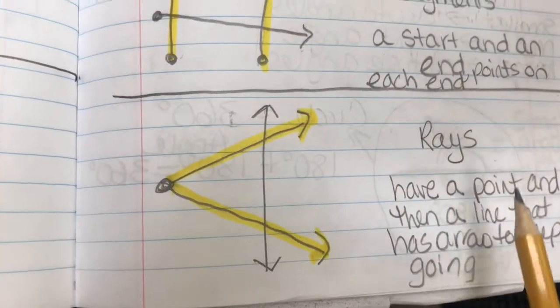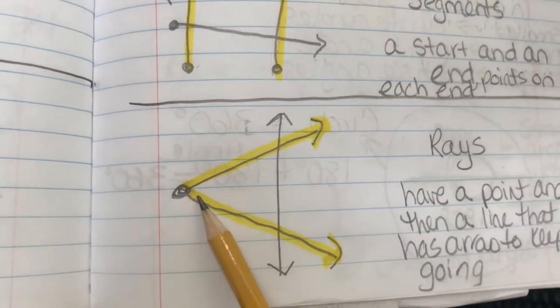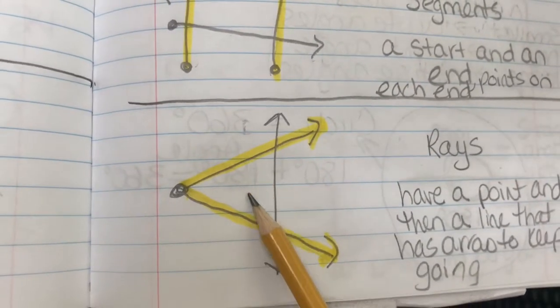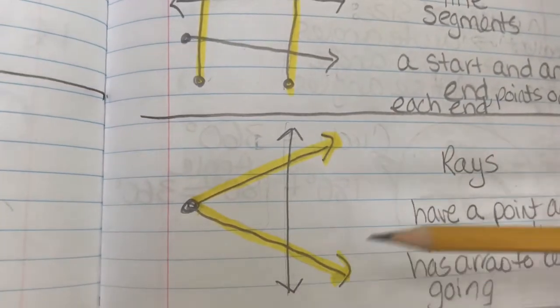And of course, the last one is rays. This is an example of using rays in a geometric figure. You can see the rays come out both ways, and they form an angle in between. So these would both be rays. And this one here would be a line.